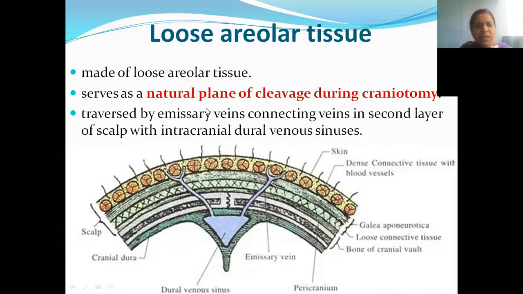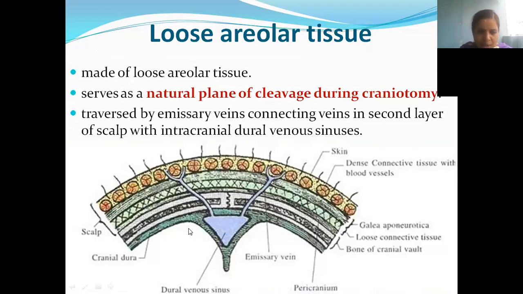Then we have the fourth layer, that is loose areolar tissue. So see, all the three layers are actually freely moving over this loose areolar tissue. This layer has a lot of loose connective tissue. So it's a natural plane of cleavage during craniotomy. Craniotomy means when you are planning to do any surgical procedure. In case of brain tumor, we generally use this plane to enter into the cranial cavity.